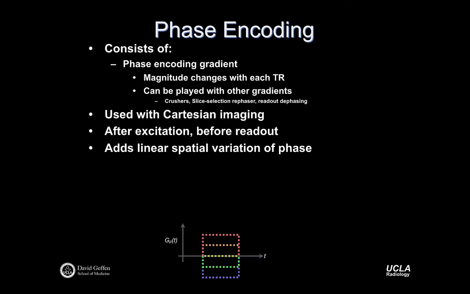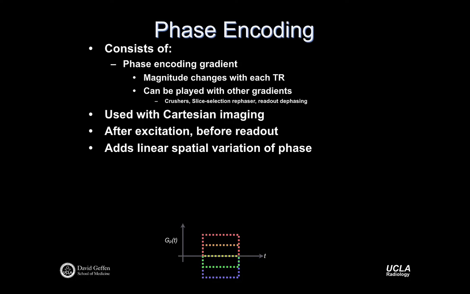What it does, in principle, is add a linear spatial variation to the phase of our underlying signal. When a gradient is turned on and then turned off, the gradient being on will cause the frequencies to be different everywhere. Then if you turn that gradient off, the spins will have precessed for a certain amount of time, and that means you will accumulate a phase. If the gradient is simply on, then the spins have a particular frequency.